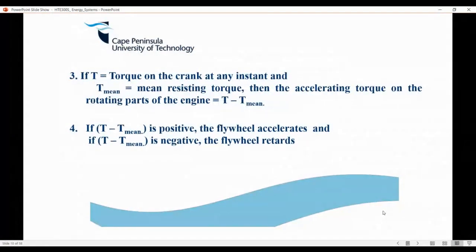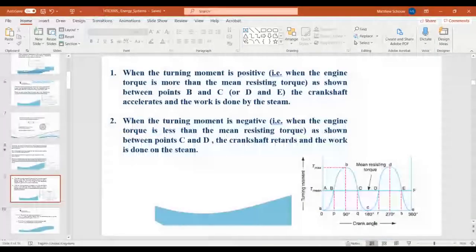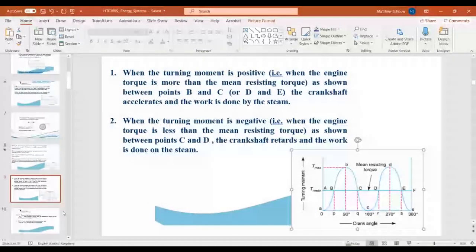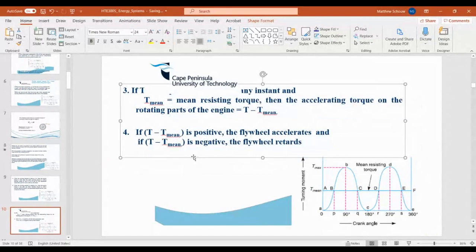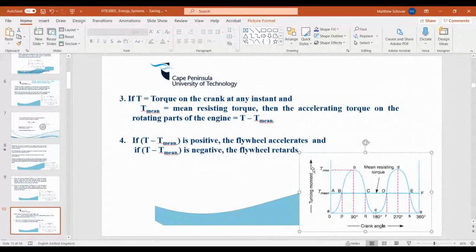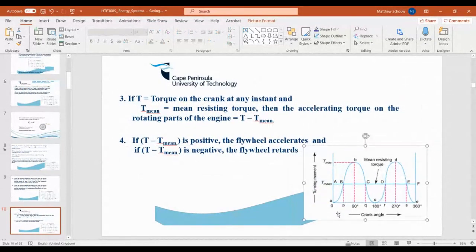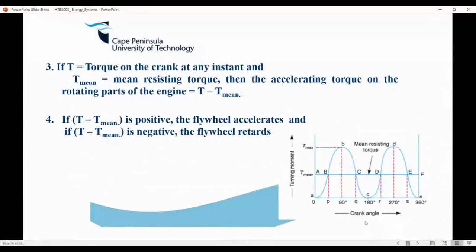What's particularly important from that also is that when T minus T mean, which is the torque at any instant minus T mean, is positive, it accelerates the flywheel, and when it's negative, it retards. So basically, that just means on top of the curve and at the bottom of the curve. That's what we're heading to, which I just mentioned prior. You'll see why it's all important as we go along.